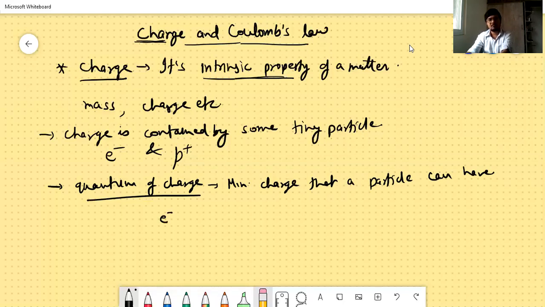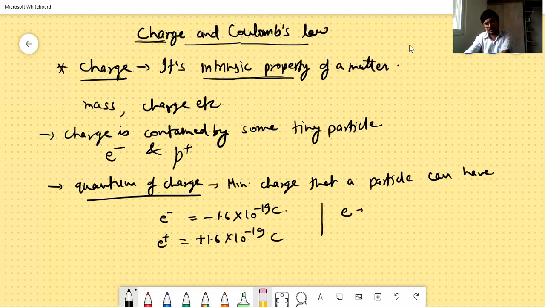So what is the charge on one electron? It is minus 1.6 into 10 to the power minus 19 Coulomb. Coulomb is the SI unit of charge. And what is the charge on a proton? It is plus 1.6 into 10 to the power minus 19 Coulomb, right? So here e is the quantum of charge.